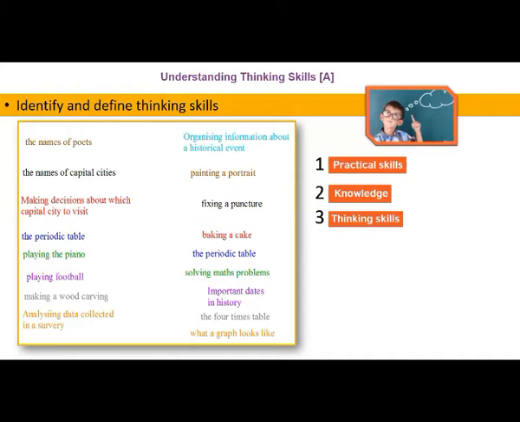Okay. Who can answer the first one? Read and answer. The name of poet, knowledge. Who's speaking? Miss Mona, go ahead. Number 1 is knowledge. The name of poet, the name of capital city. Okay, thank you. The name of poet is knowledge.